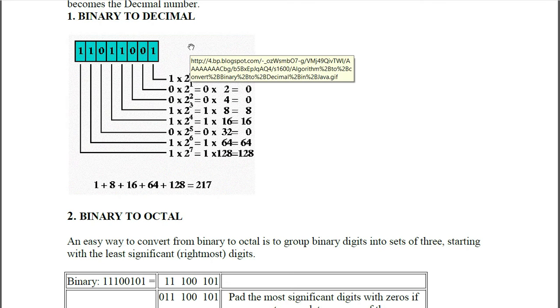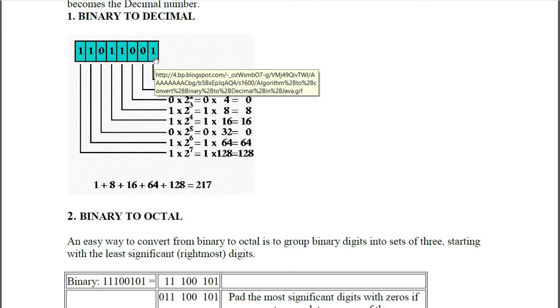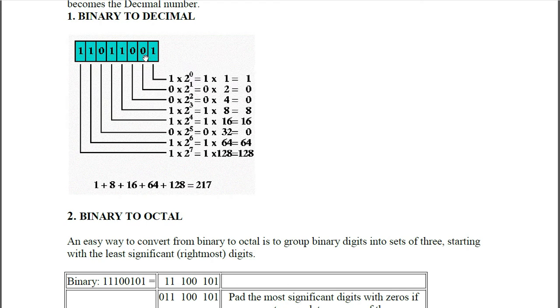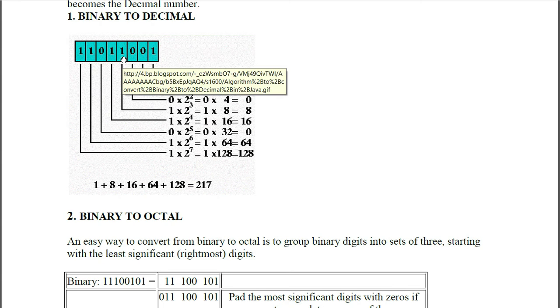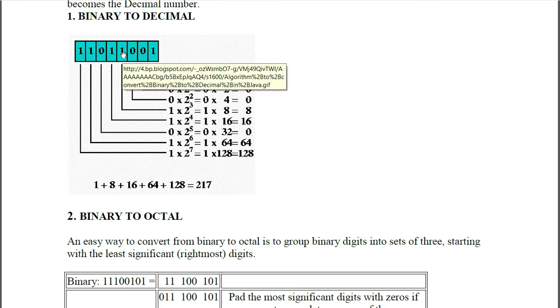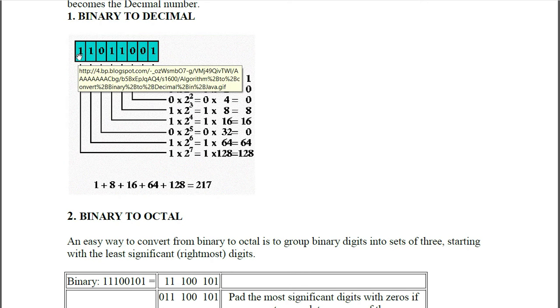In the binary number system, the weight of each digit increases by a factor of 2. Thus the first digit from the right has a weight of 1, that is 2 raised to 0. The second digit has a weight of 2, that is 2 raised to 1. The third digit has a weight of 4, that is 2 raised to 2. The fourth digit has a weight of 8, that is 2 raised to 3, and like that the fifth digit has a weight of 2 raised to 4, the sixth digit 2 raised to 5, the seventh digit 2 raised to 6, and the eighth digit 2 raised to 7.